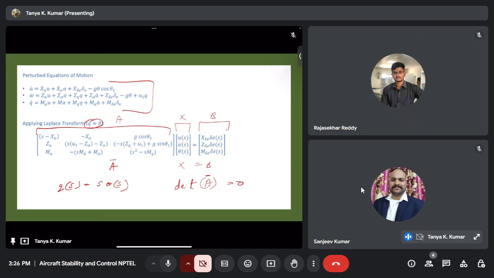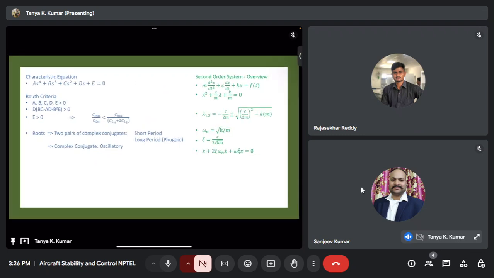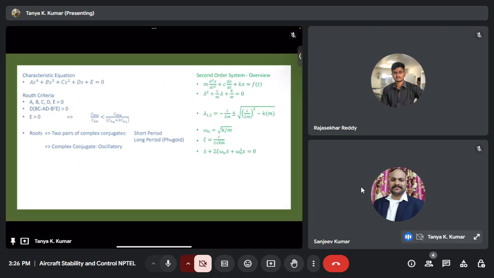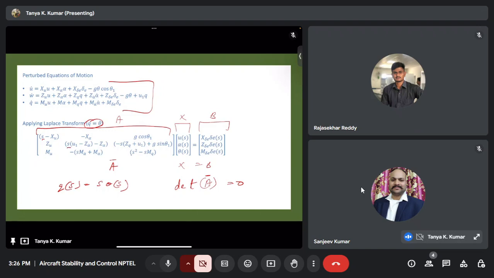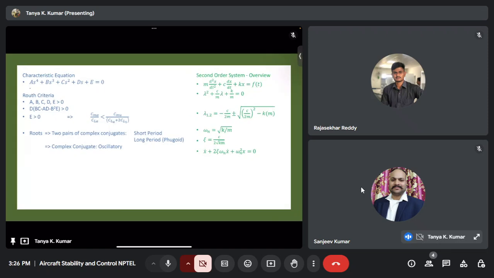That equation will be a fourth order system. You can see that there's an S here, and then an S square here, so it will be a fourth order system in this form. And now we know from the Routh criteria what conditions are necessary for the system to be stable. The first condition is that all of these coefficients must be positive, so A, B, C, D, E should be greater than 0.